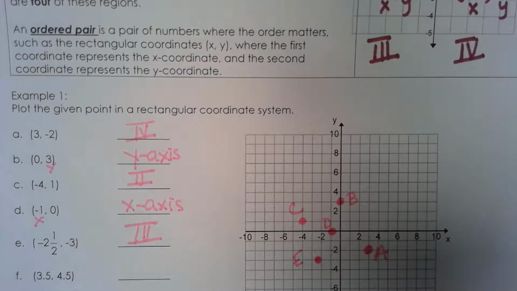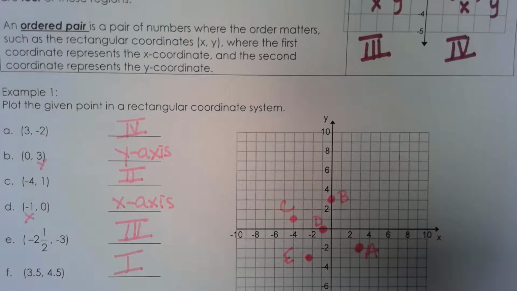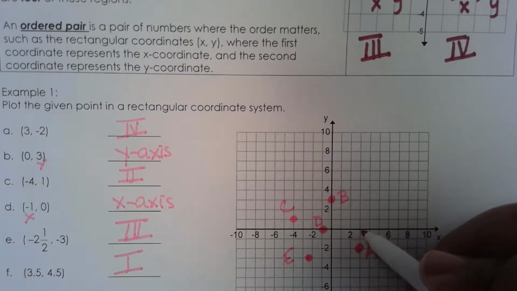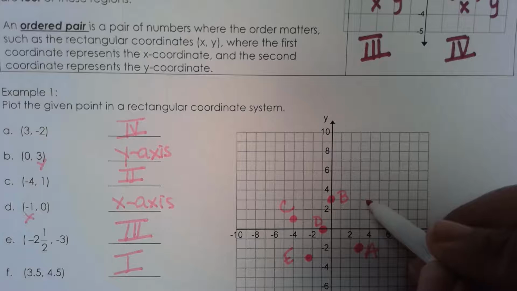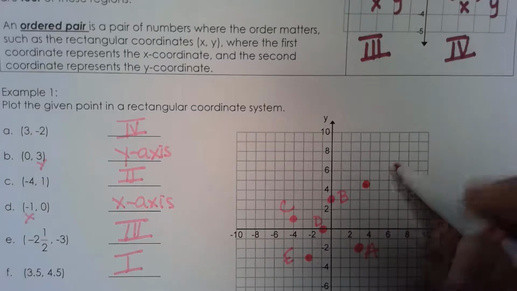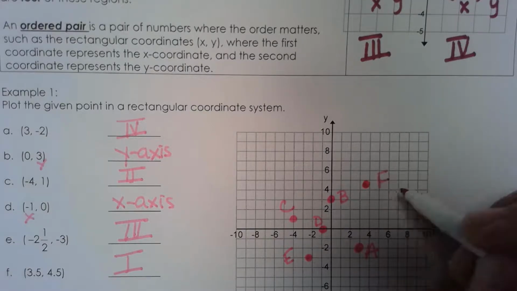And then lastly, (3.5, 4.5). Both the x coordinate and y coordinate are positive, so this is in quadrant 1. We're going to move over 3.5 units along the x axis, between 3 and 4. And then we're going to go up to 4.5. That's between 4 and 5. So here's our point F.